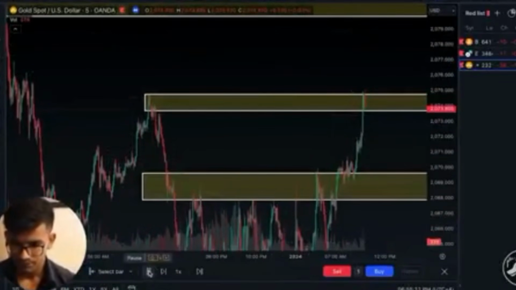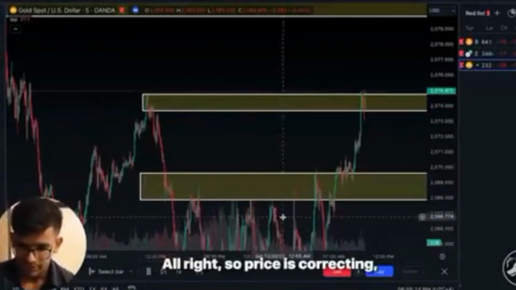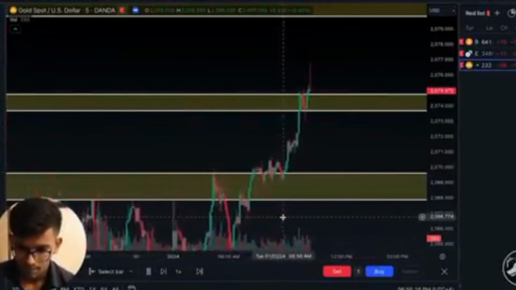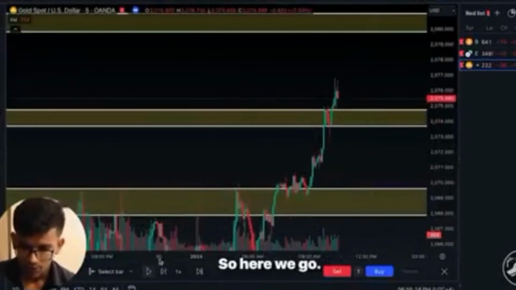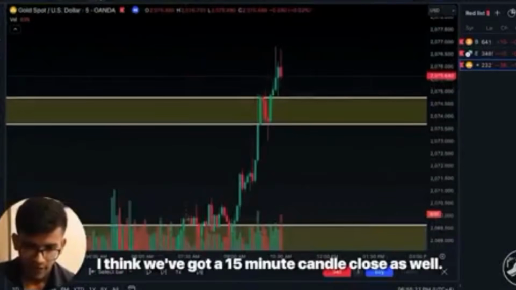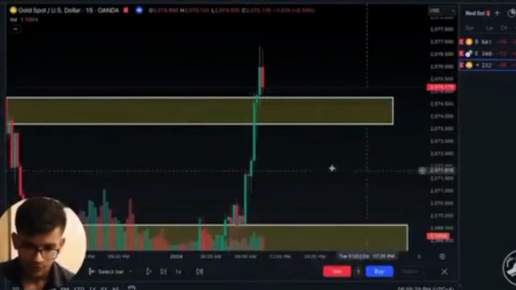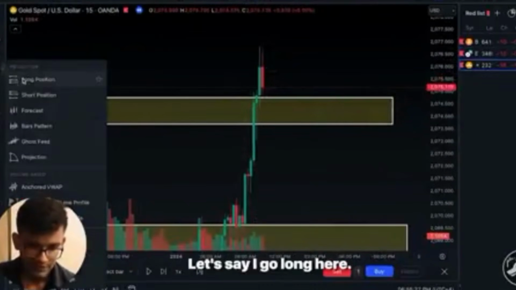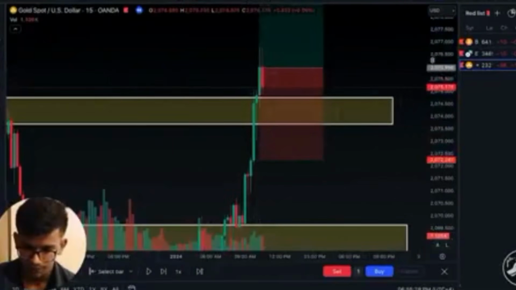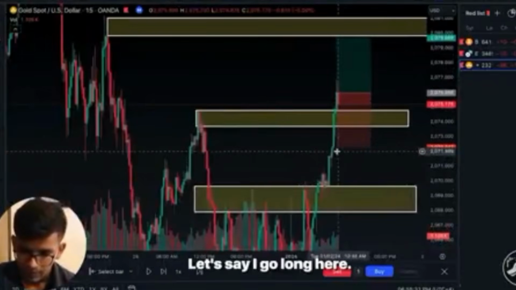Let's see what happens. All right, so price is correcting, price is coming down. All right, so here we go. I think we've got a 15-minute candle close as well. Let's say I go long here.